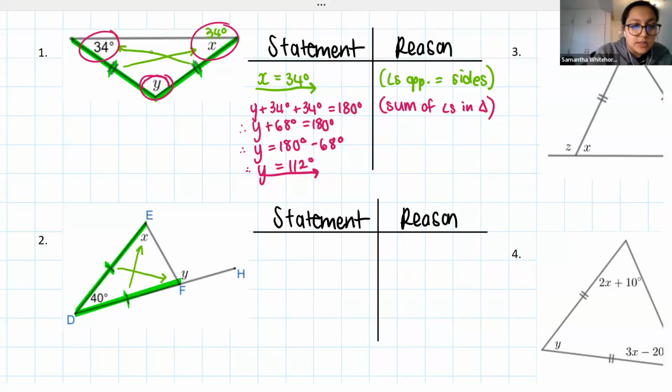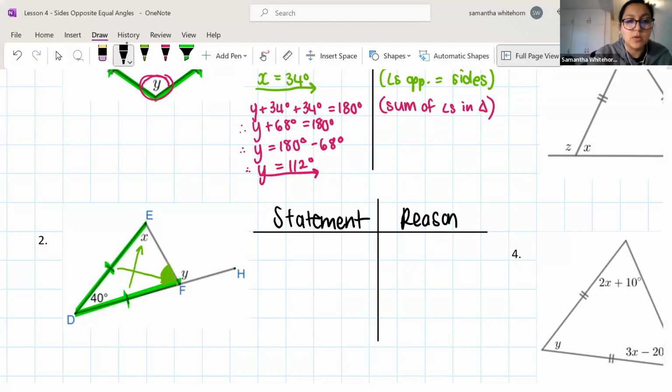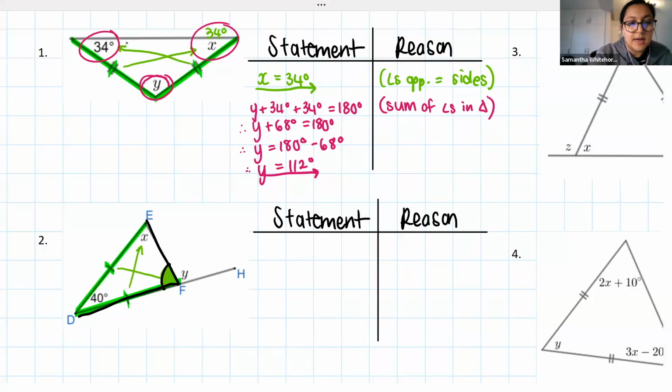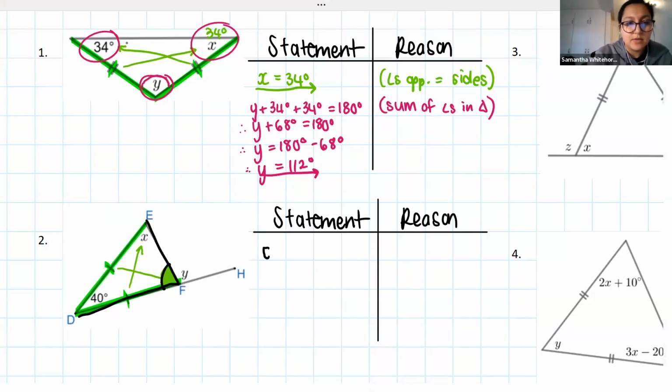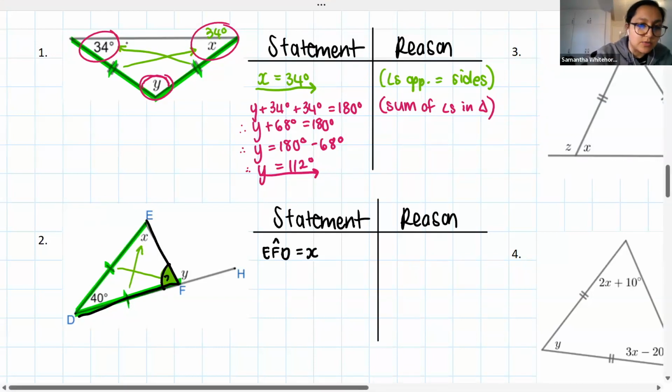Now guys, please notice that we don't have an angle label for this angle that I've just colored in, but I do have letters. So I can still make the statement that it's equal. The letters would be E, F, D for this angle. Angle EFD is equal to X. So this green angle I colored in is equal to X because of angles opposite equal sides.